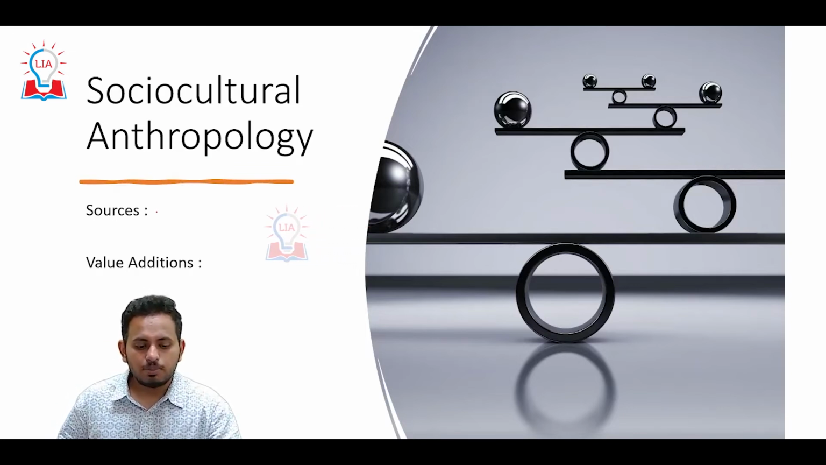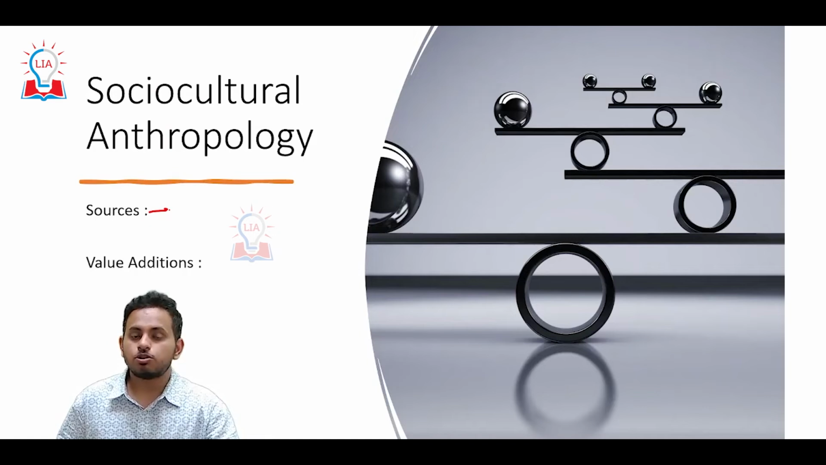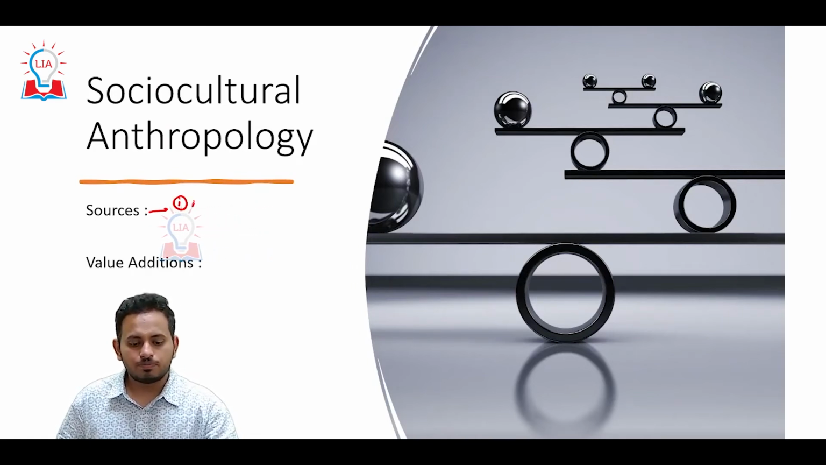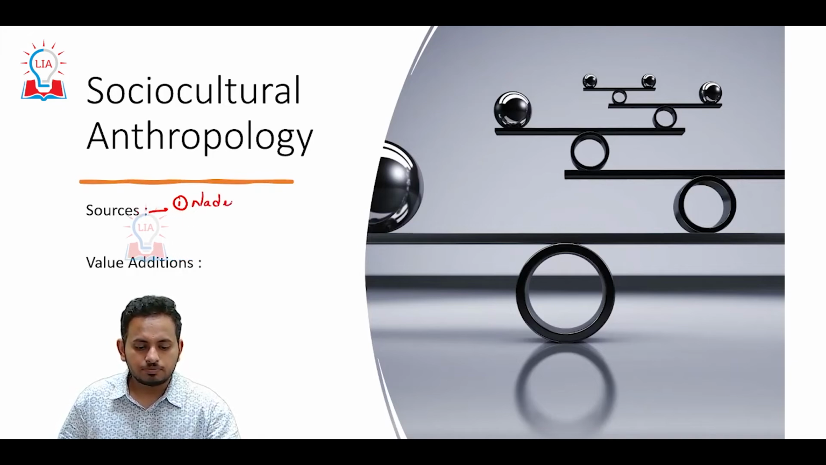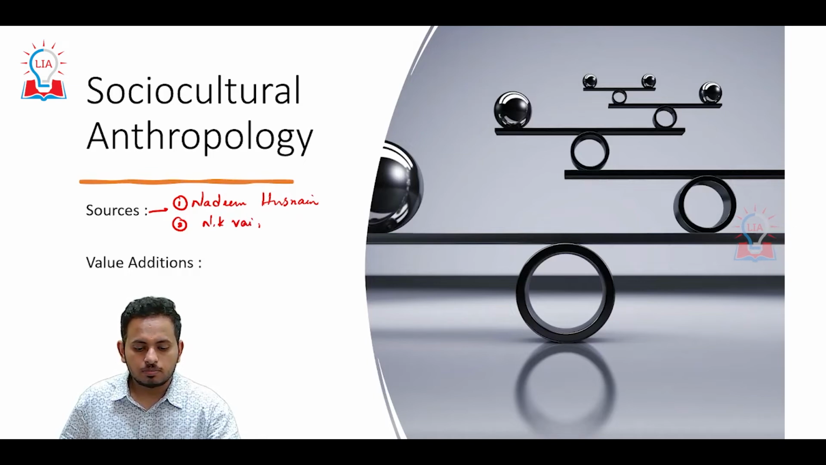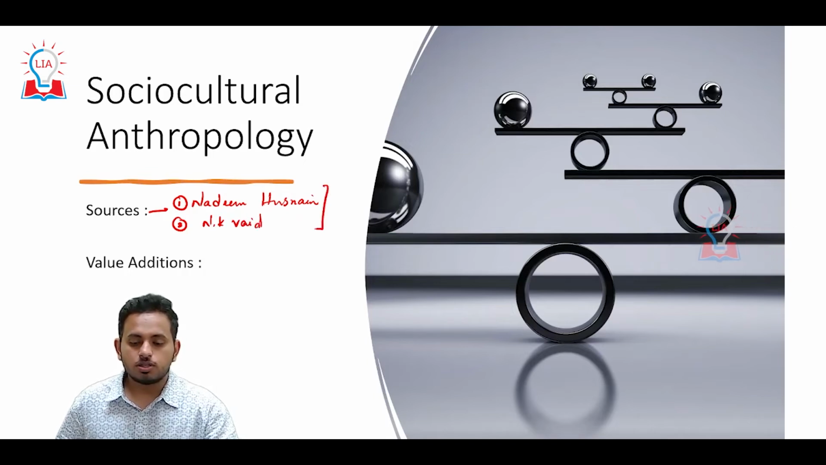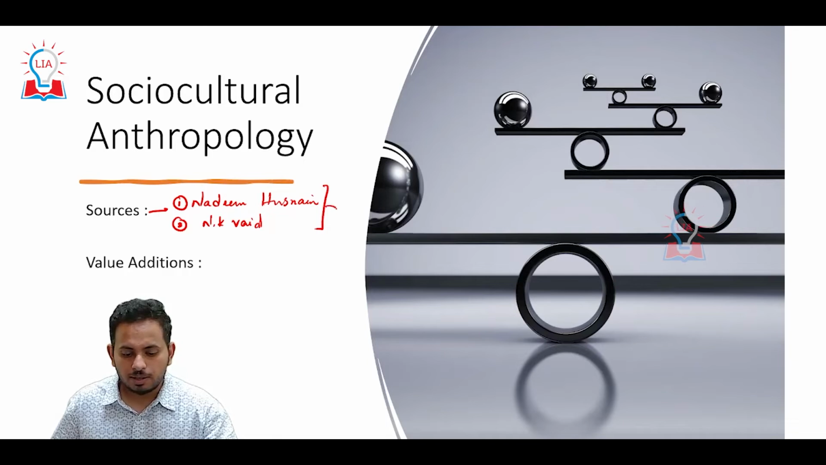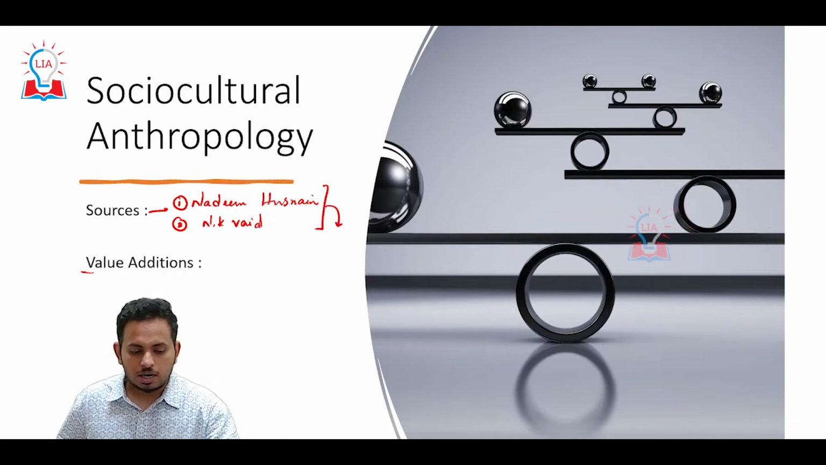Sociocultural anthropology: the best book you can go through is Sociocultural Anthropology by a person called Nadeem Hussain. Okay, this is an important and prominent book. And the second important source that you can go through is Indian Sociocultural Anthropology by N.K. Vaid. Okay, these are the two important sources, and as usual, you will have to combine these two and make your own notes.